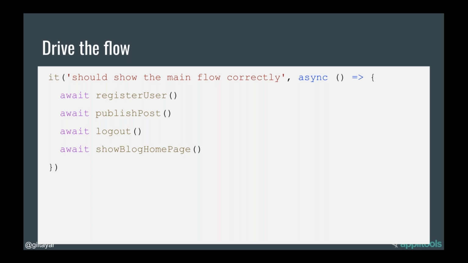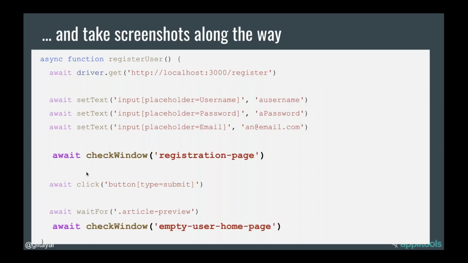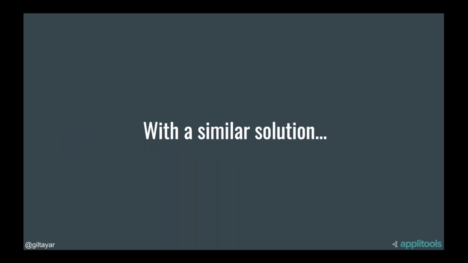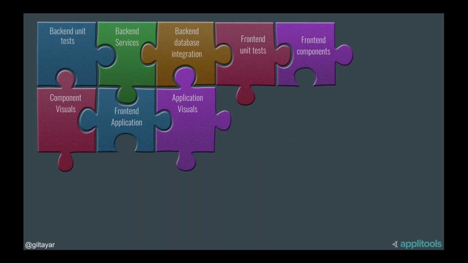We click, click, click to register a user. This is a blog app. We publish a post, we log out, we do whatever. And along the way, we use check window, or whatever comparison tool we have, to check the screenshots. So similar problems, besides setup, because we already have the app, similar solutions. So boom, we've solved two pieces of the puzzle, component visuals and application visuals.